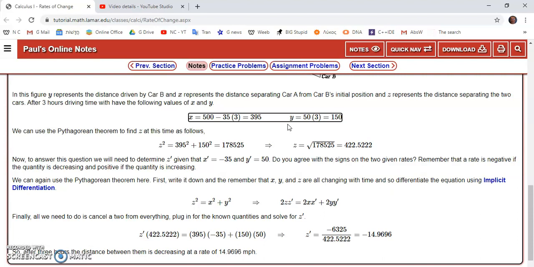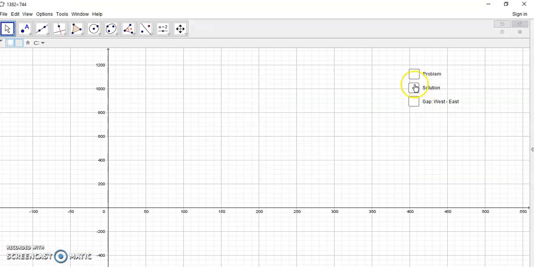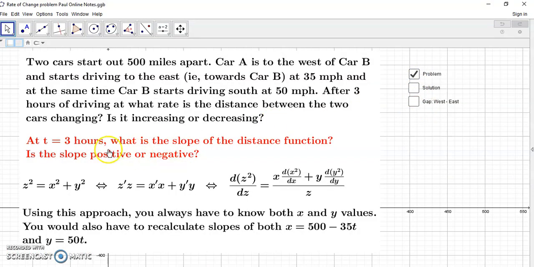But how fast is it changing? How slow is it changing? Is that even relevant? Now let's look at what's happening here. What I'm saying is, rather than ask the stupid question, ask it this way: at t equals 3 hours, what is the slope of the distance function?